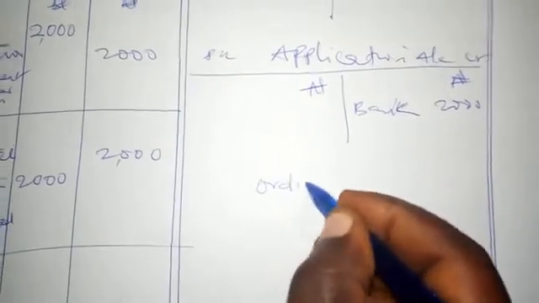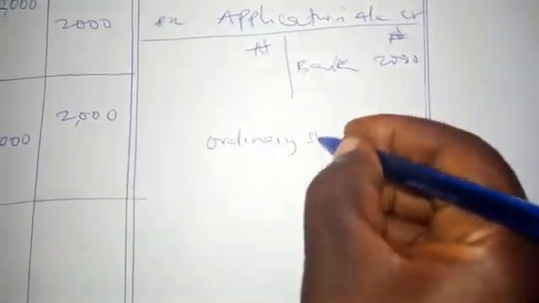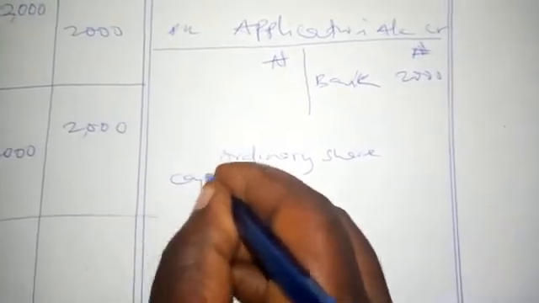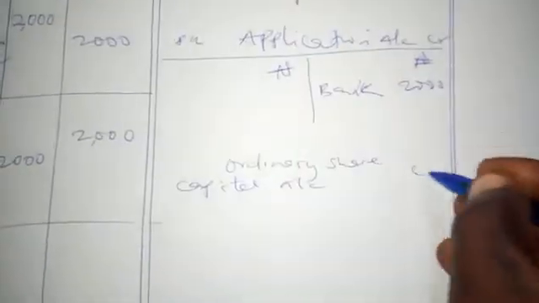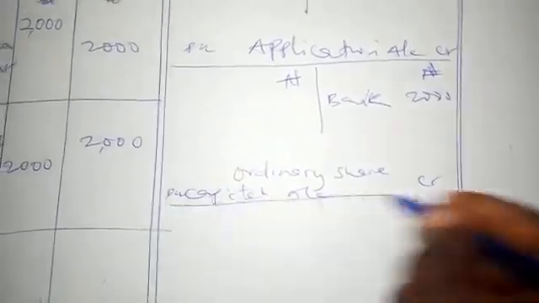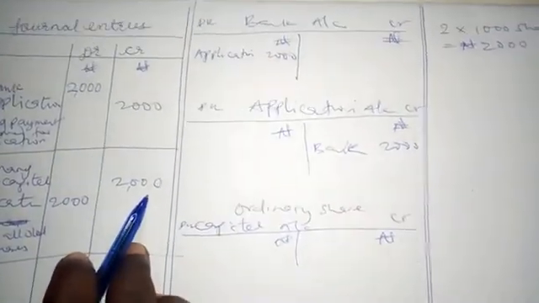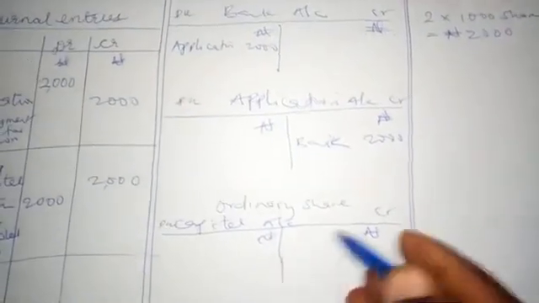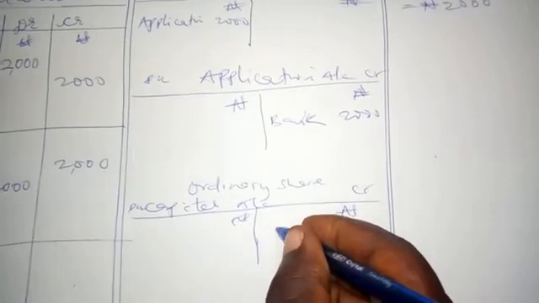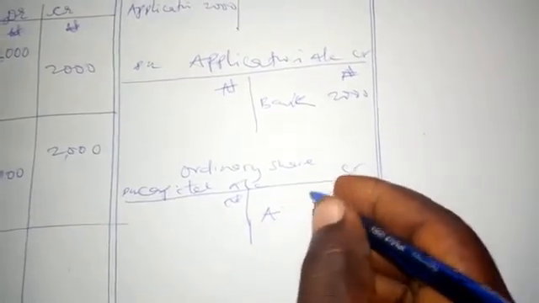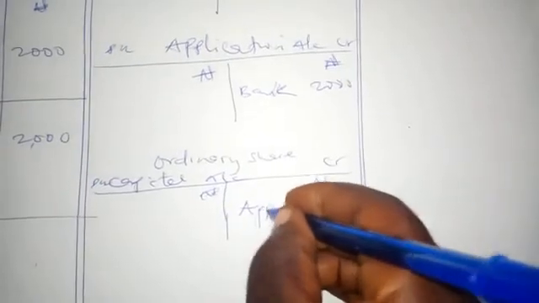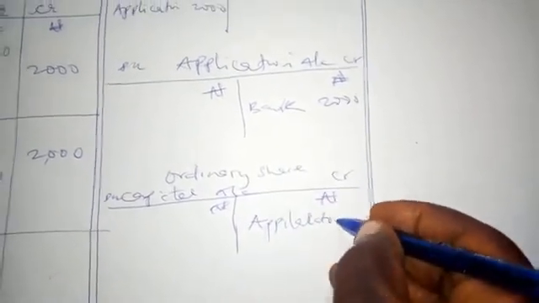According to the journal, that is ordinary share capital. Ordinary share capital account, credit and debit, naira sign. Under it we have what? On application, that is 2,000 naira. You still write application here, because all the transaction is based on the application, 2,000 naira.